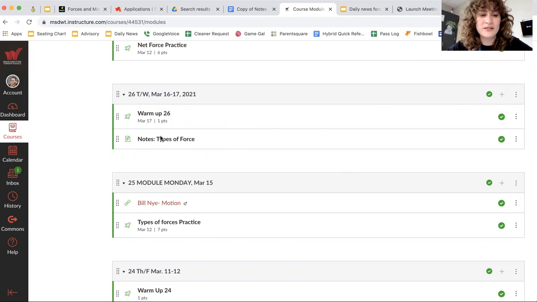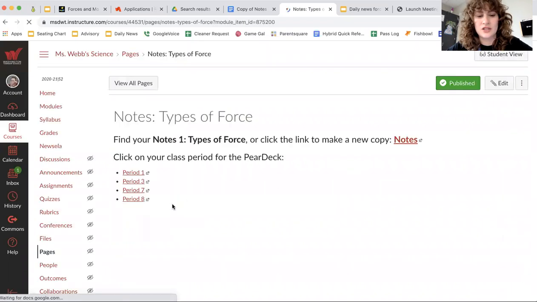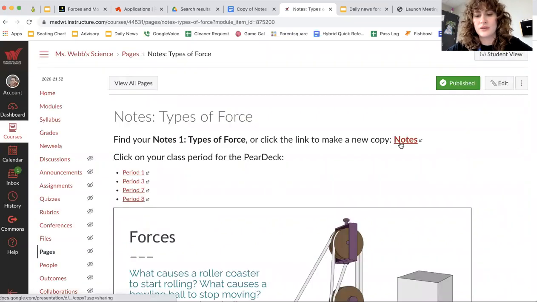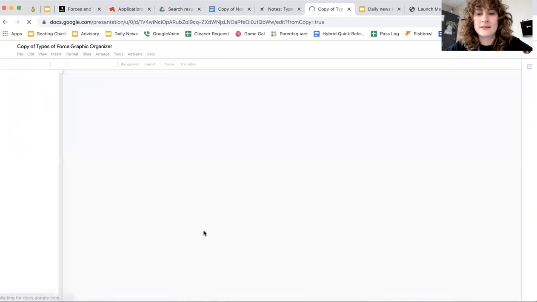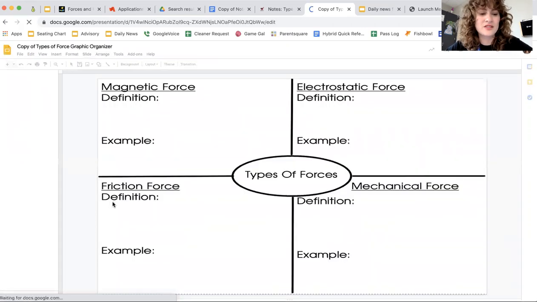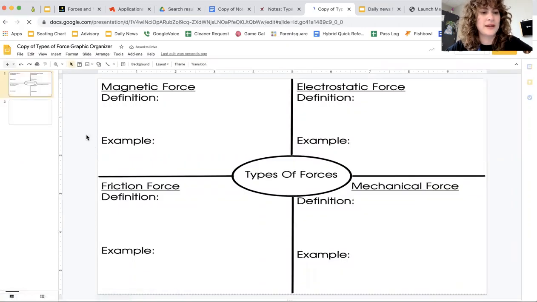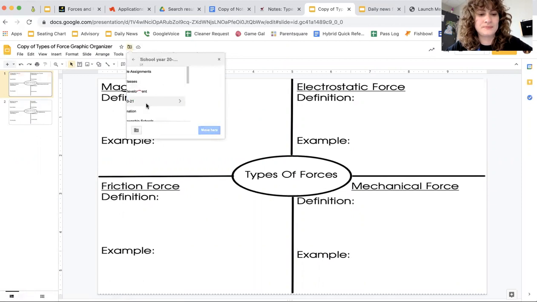So types of force is in module 26. If you click on this notes section, you can find your notes. You should copy this and put it in your folder. This one's a Google Slides, just a vocabulary graphic organizer on different types of force. Once it loads up, put it into your folder.